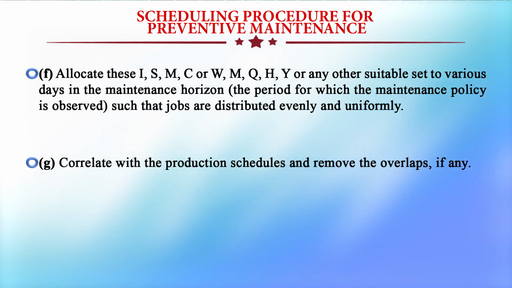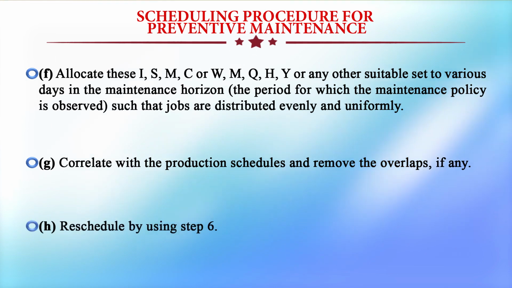Correlate with the production schedules and remove the overlaps if any. So, it has to be correlated with the production schedules. Maintenance schedule and production schedule should be correlated to avoid the overlaps if any, and reschedule by using step 6. So, again the rescheduling of the machine, once it is completed, then again reschedule according to the requirement.